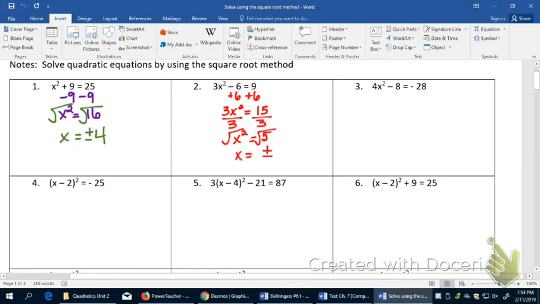Do we know the square root of 5? We don't know anything that multiplies to give me 5. It's 2.23 something, something, something. So you just leave it as square root of 5. Okay, so what are we going to do first on number 3? Add 8.